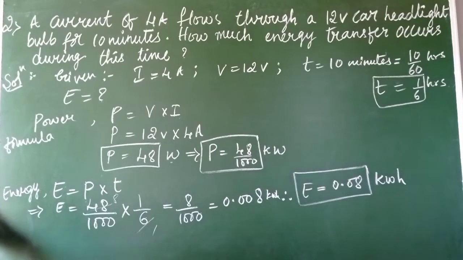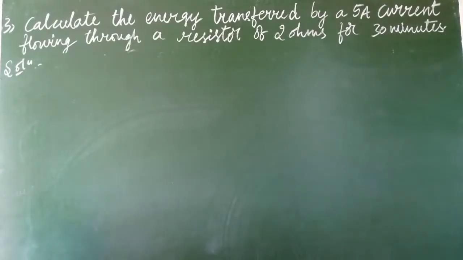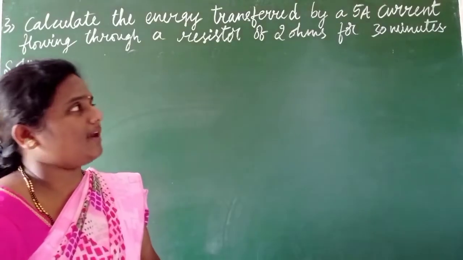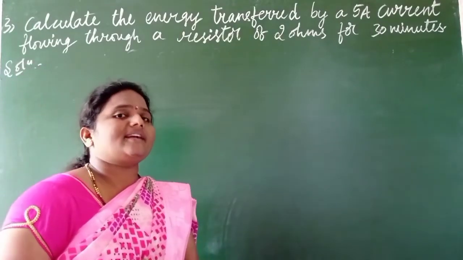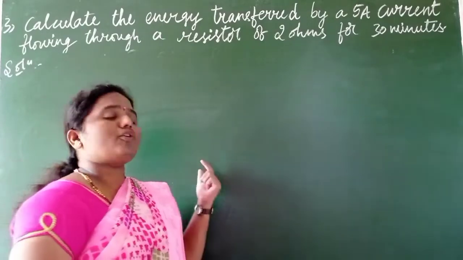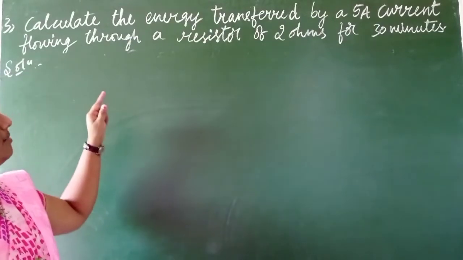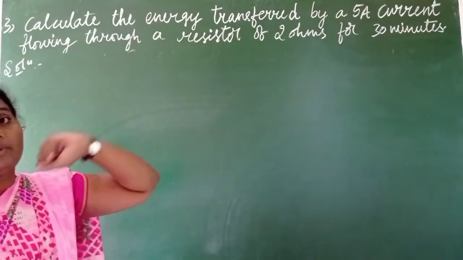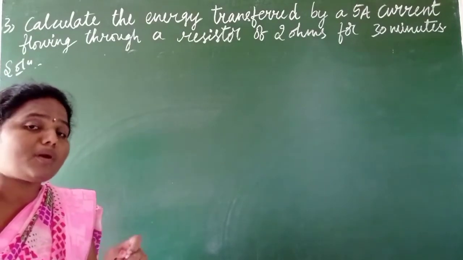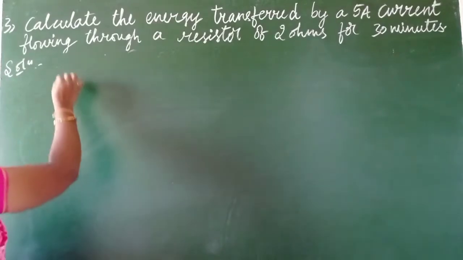Got it, children? Okay. Problem: calculate the energy transferred by a 5 amperes current flowing through a resistor of 2 ohms for 30 minutes. Here they have given the current value and resistance value. They asked us to calculate the electrical energy E value. So in order to find that E, first we want to know the power consumption. So children, if current and resistance values are given, we have to use the formula P is equal to I square into R. With that formula, first we have to calculate the power.